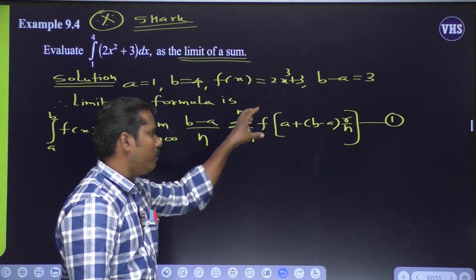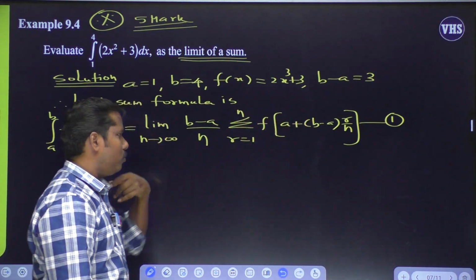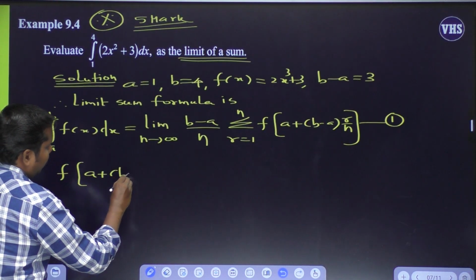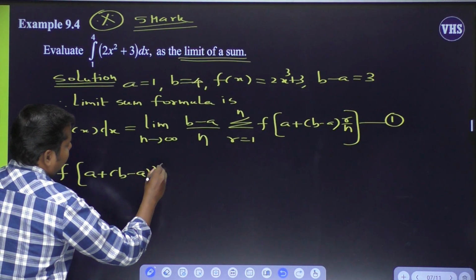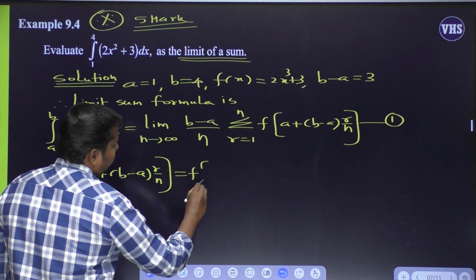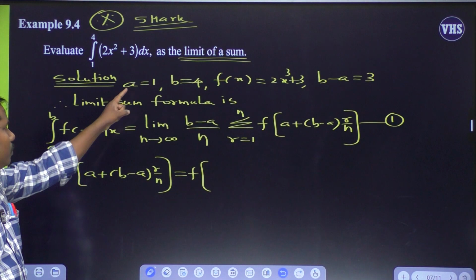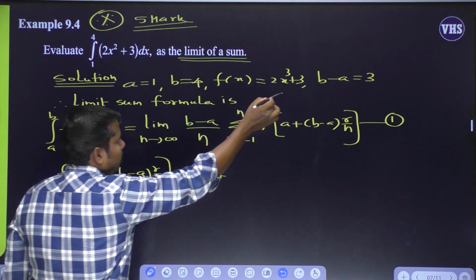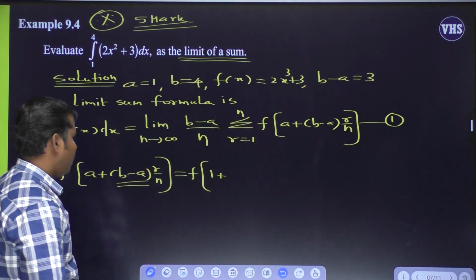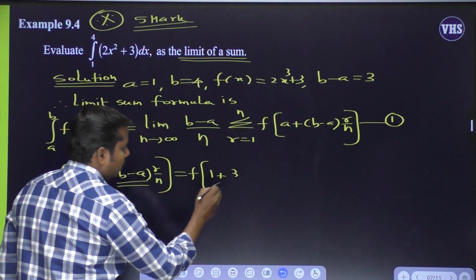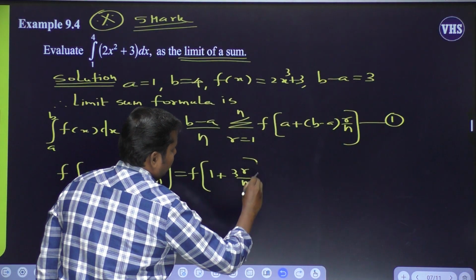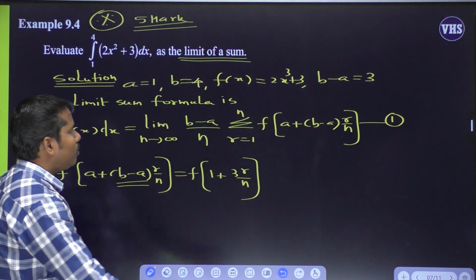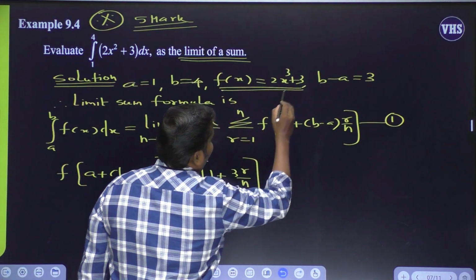What is the next thing? We need to compute the value of f of this thing. f of a plus (b minus a) into r by n is nothing but f of 1 plus 3 into r by n, since a is 1 and b minus a is 3. Now this is our input to f of x. What is our f of x?